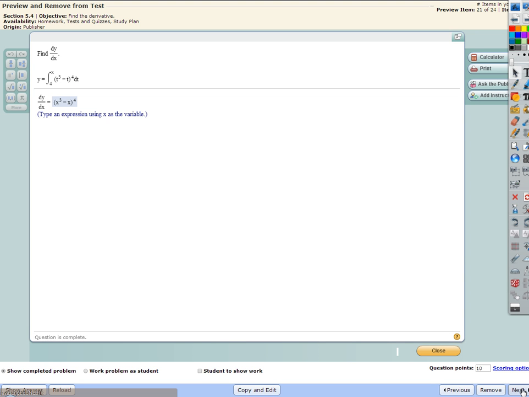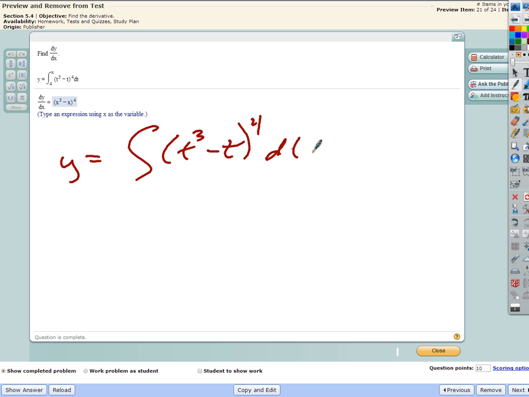Okay, now here, let's look at this. There's a little different kind. These are the ones where you're given an area function, y equals the integral of t cubed minus t to the 4th dt from 4 to x, and we want to know the rate of change of this area function. What's dy/dx? This is that second fundamental theorem shortcut. What's the answer? It's just the same, as the derivative cancels out, or the dt does.